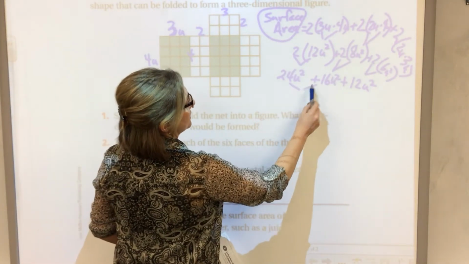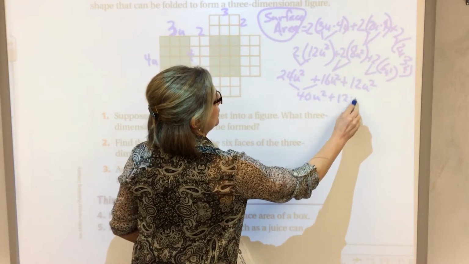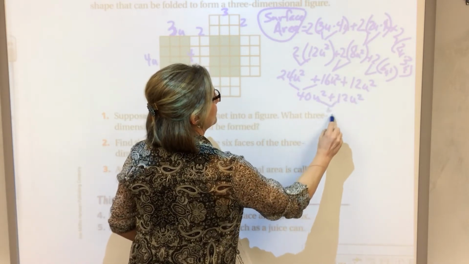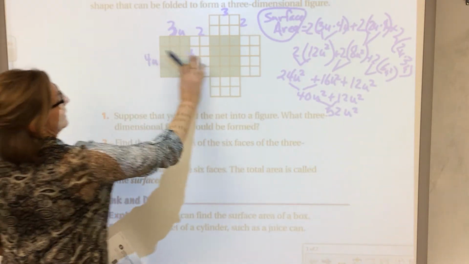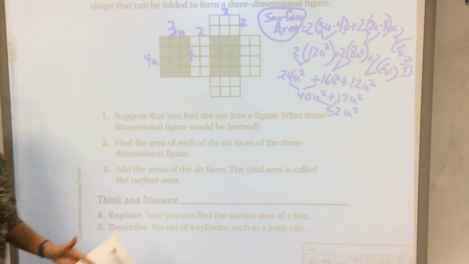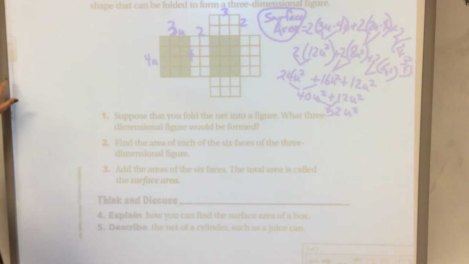So 24 and 16 is 40 units squared, plus 12 units squared. Add those together and you get 52 unit squares. So if you counted every square on this whole thing, you would get 52. So that's the first problem.